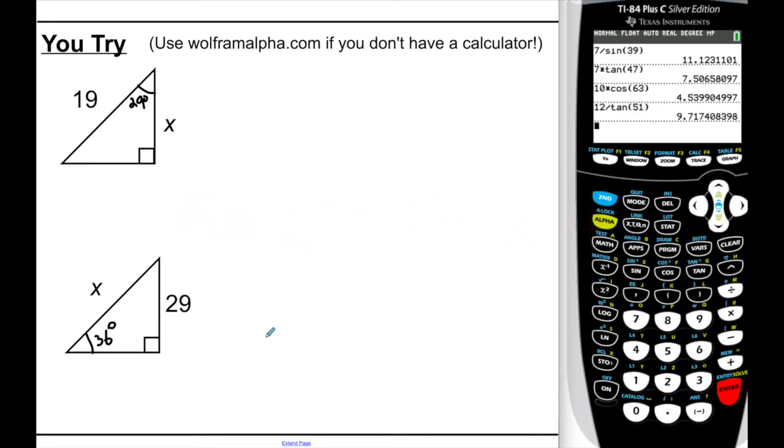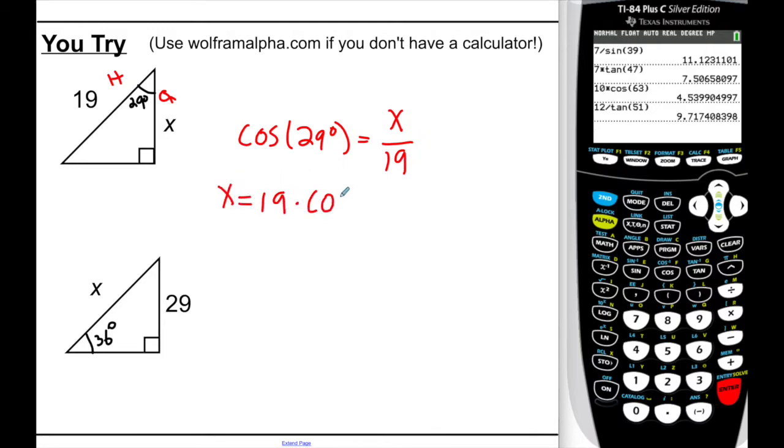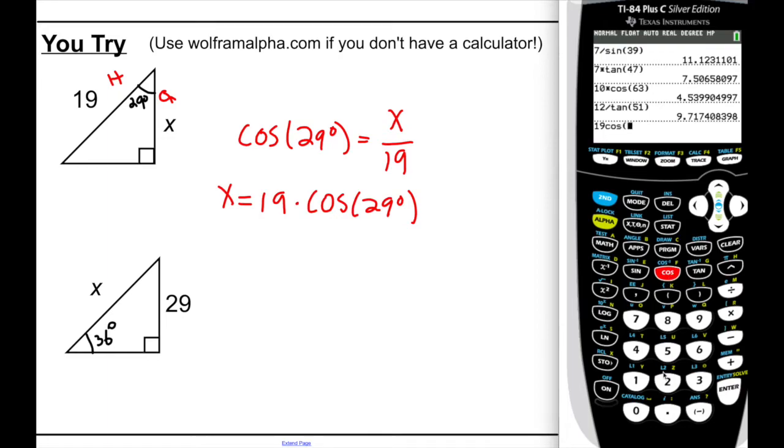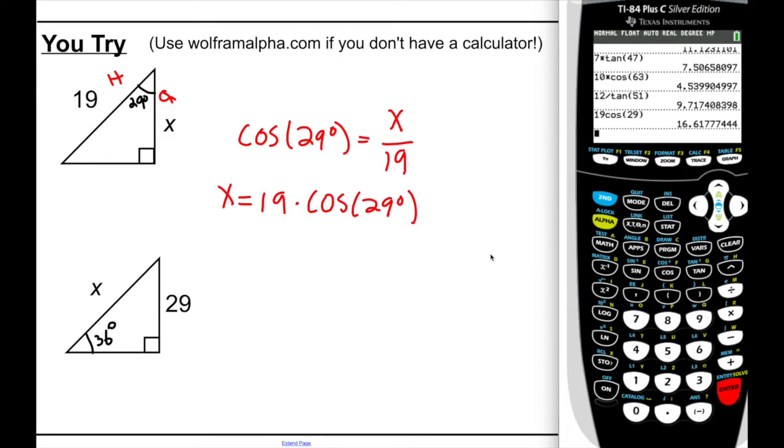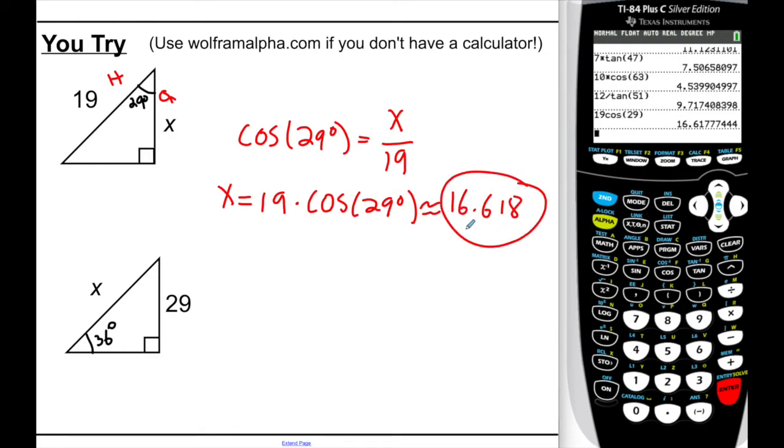All right, here we go. So we're solving these for x. I've got my 29 degrees. I see I have my adjacent. I see I have my hypotenuse. So I'm going to set up cosine of 29 degrees is equal to x over 19, adjacent over hypotenuse. So x is going to be equal to 19 times cos 29. 19 cos 29, boom. So that's approximately 16.618. And if you want to add units, you can. Once you get in the swing of it, the problems actually do go pretty quickly.